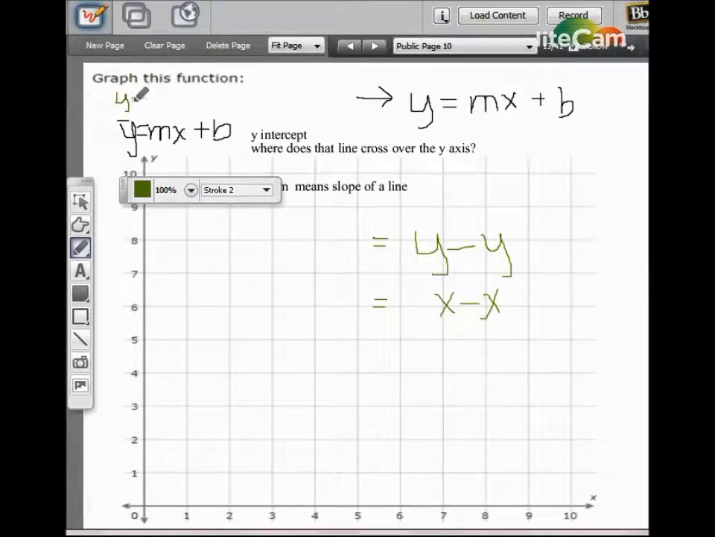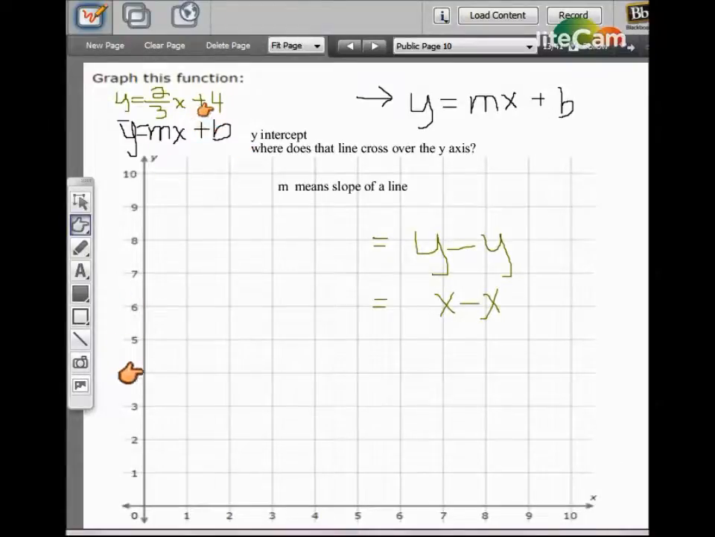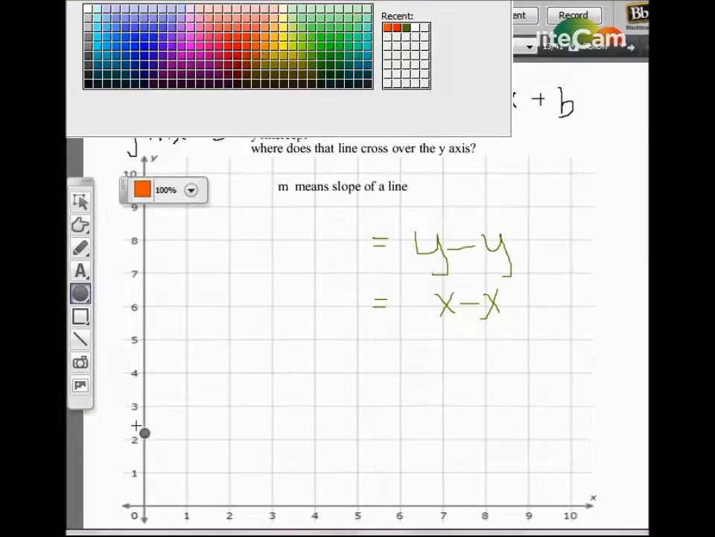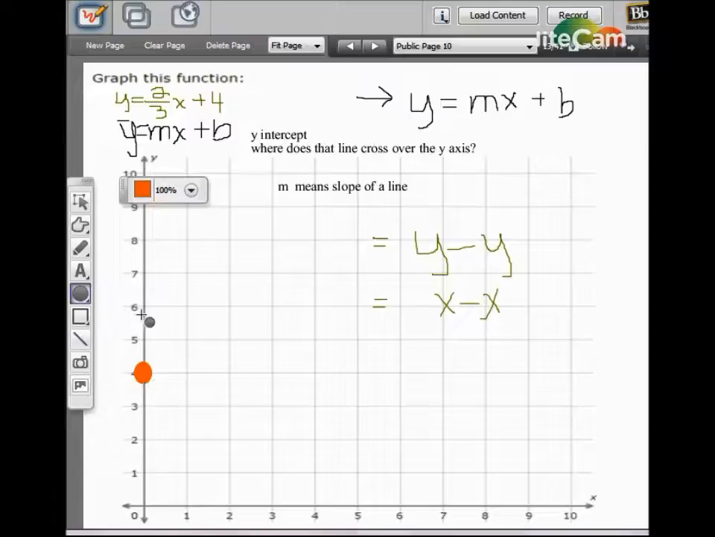So let's do another one. Y equals 2/3 x plus, let's do 4. Okay, we know 4 is our y-intercept. It's where it crosses over the y-axis, so I'm going to put a dot or a point on 4. And then I know that my other thing that I have to do is my other point, my slope. My slope is 2 over 3. My fraction is 2 over 3.